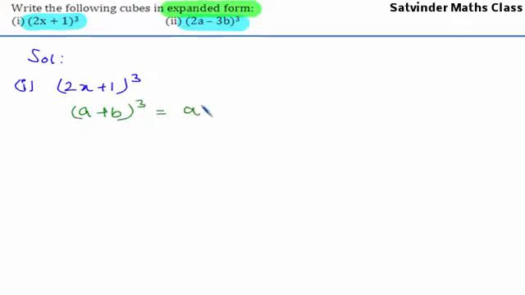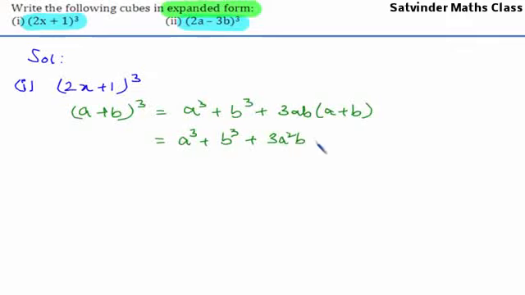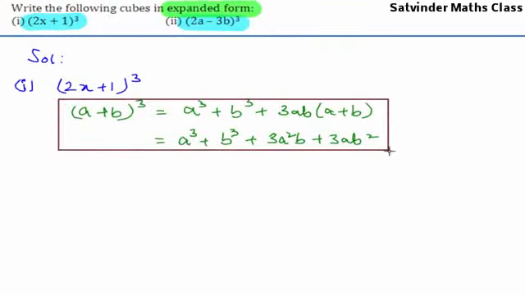We will have a cube plus b cube plus 3ab into (a + b). This can also be written in its simplified form as a cube plus b cube plus 3a square b plus 3ab square. This is an important identity that you need to remember. Now comparing (2x + 1) whole cube with (a + b) whole cube, we have a is equal to 2x and b is equal to 1.